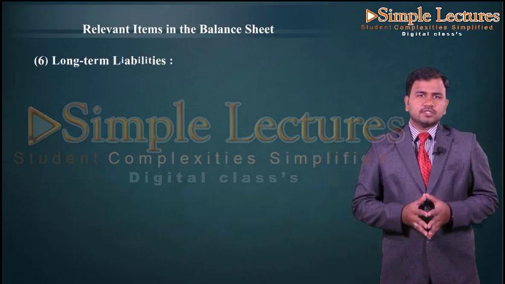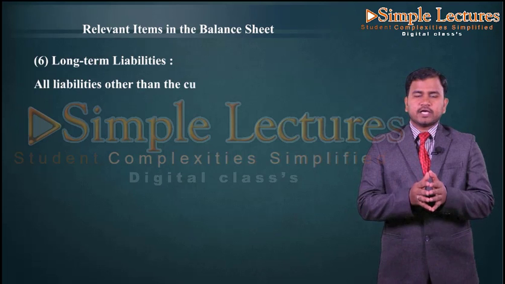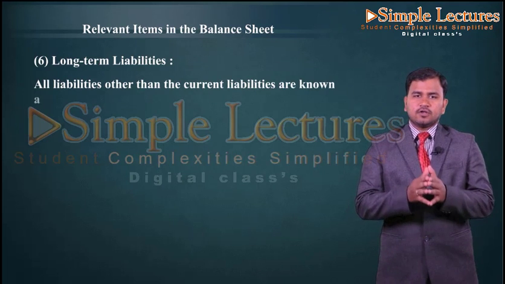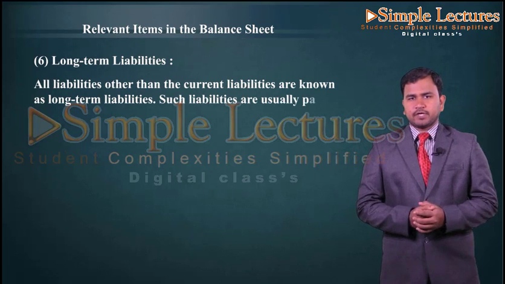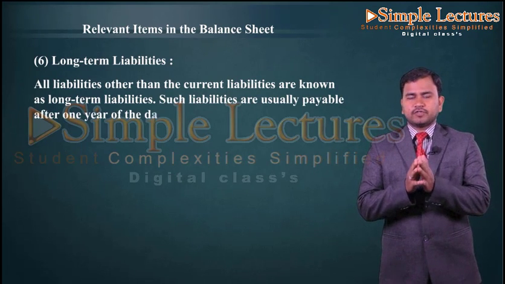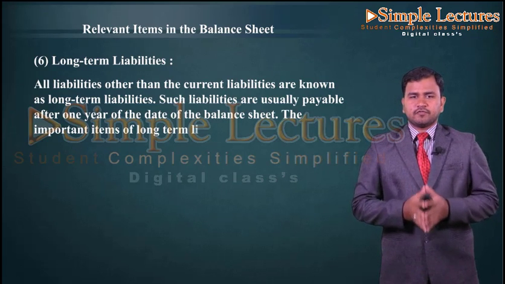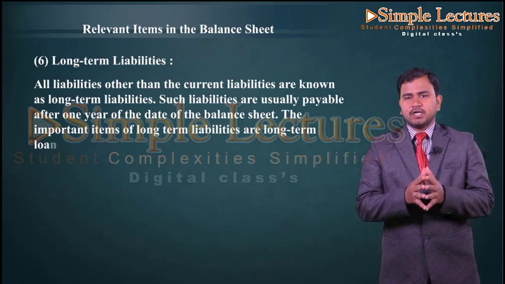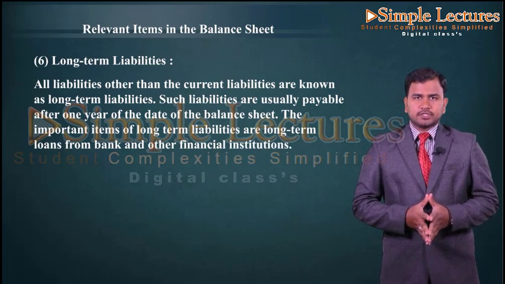Then we have long-term liabilities. All liabilities other than current liabilities are known as long-term liabilities. Such liabilities are usually payable after 1 year of the date of the balance sheet. The important items of long-term liabilities are long-term loans from banks and other financial institutions.